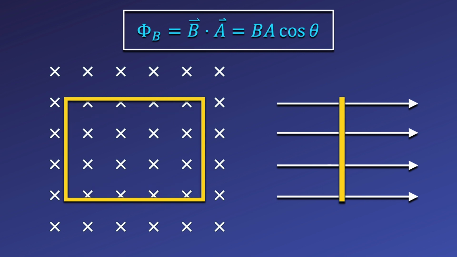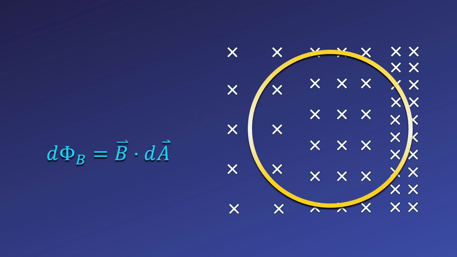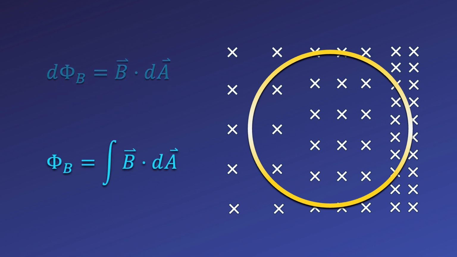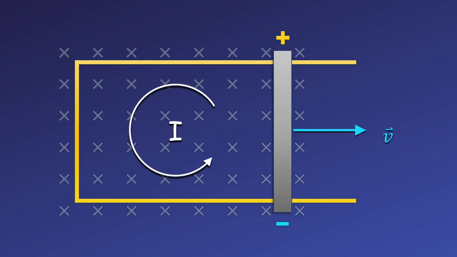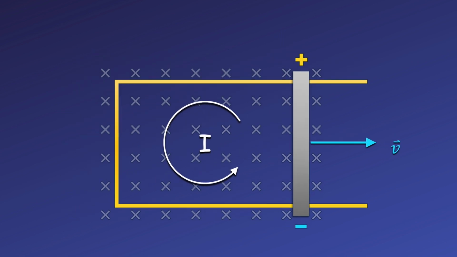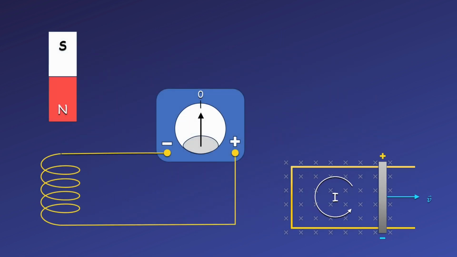Now we can look at a loop placed in a non-uniform field. If we look at a small patch of the loop, we can find the flux in this small piece of area. Then, to find the total flux in the entire loop, we can integrate over the entire area of the loop. Now, with the concept of flux in mind, let's look back at our experiments. We saw a rod moving in a magnetic field produced a current in this loop. We also saw that moving a magnet toward or away from a loop creates a current.